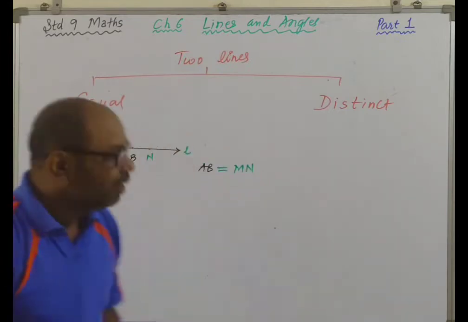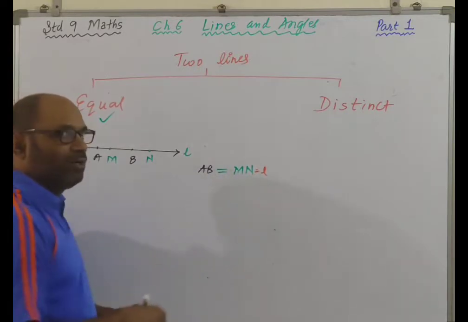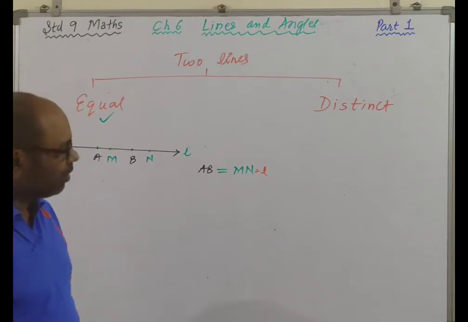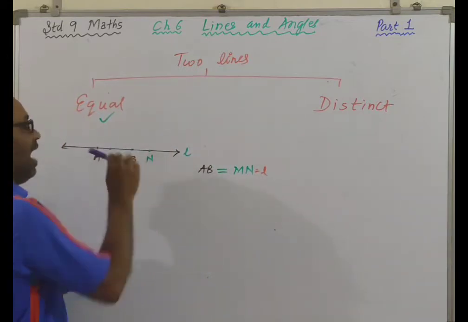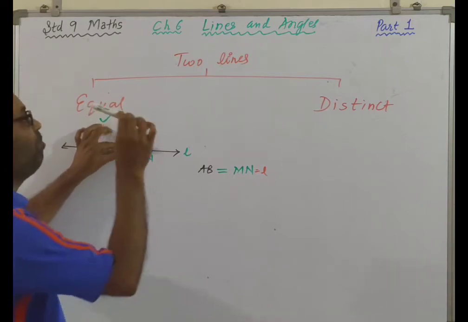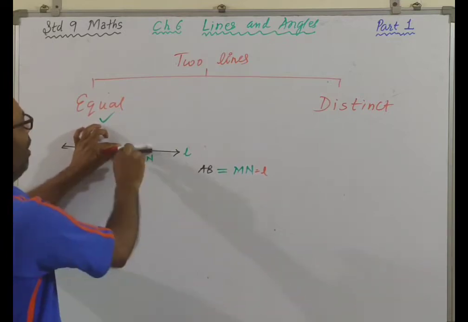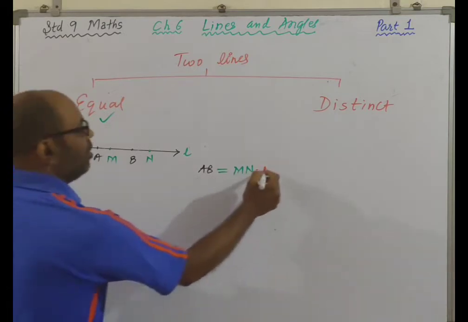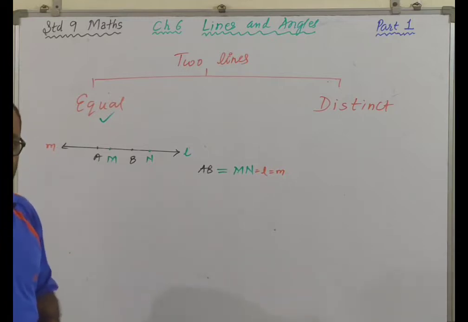Alright? And here you can say that is equal to L. AB equal to MN equal to L. Here the two lines AB and MN are equal. In other words, this is one line. This pen represents one line, and there is another pen exactly coinciding, overlapping. A line on a line. One is L and let me say the other is M, so I can say small m. So these two lines are equal.